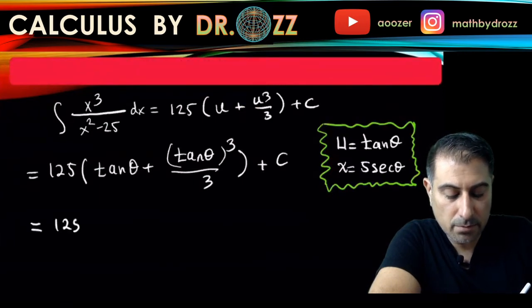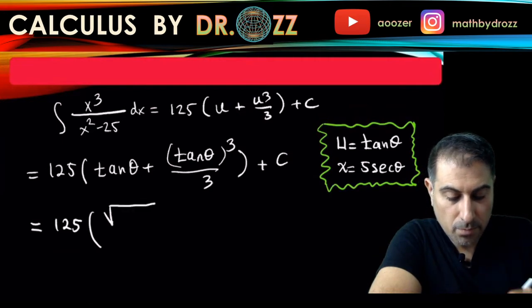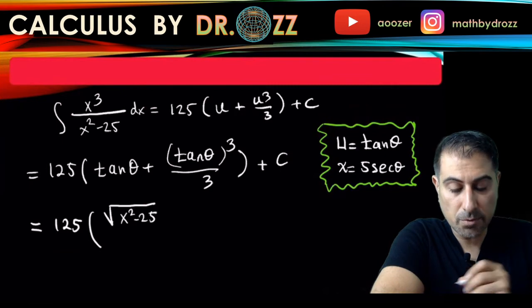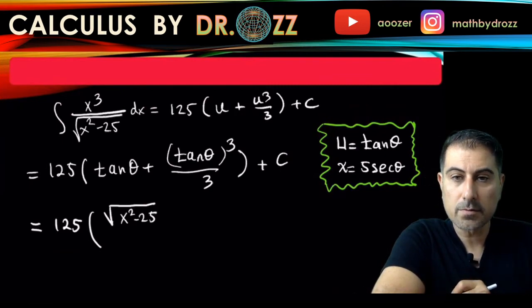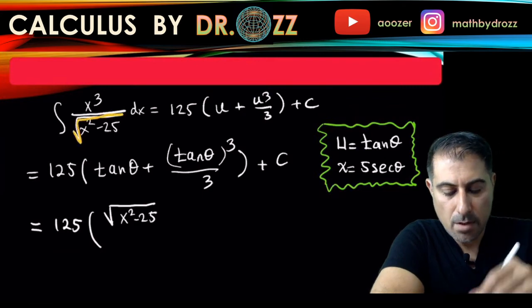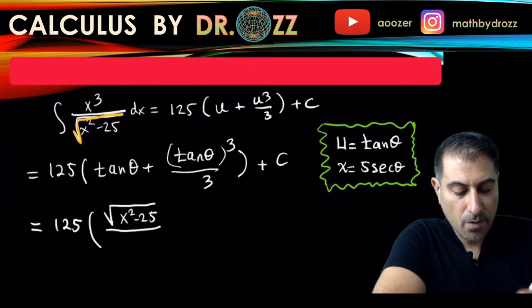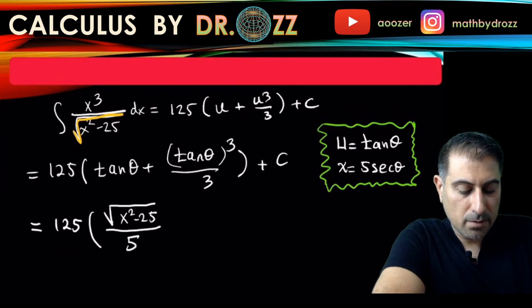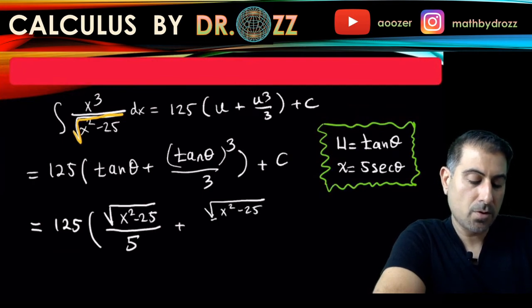So radical x squared. This is, by the way, the radical, right? I'm sorry, I forgot the radical sign here. That's a typo, all right? This is over 5, okay? And then radical x squared minus 25 over 5, cubed, divided by 3, okay?